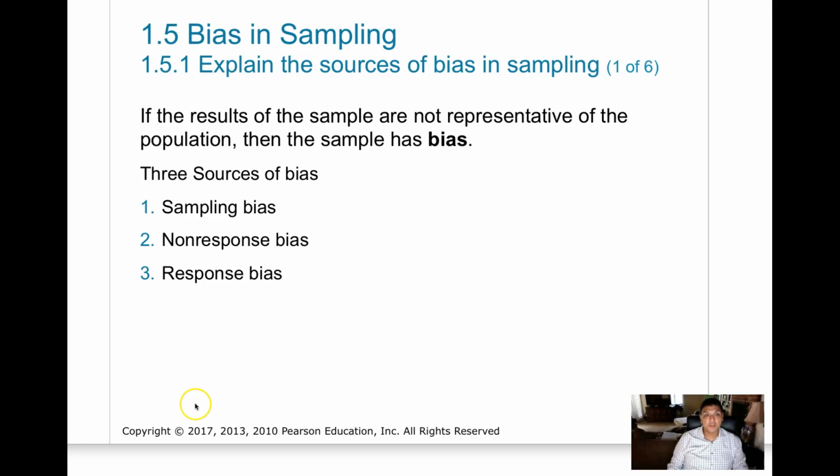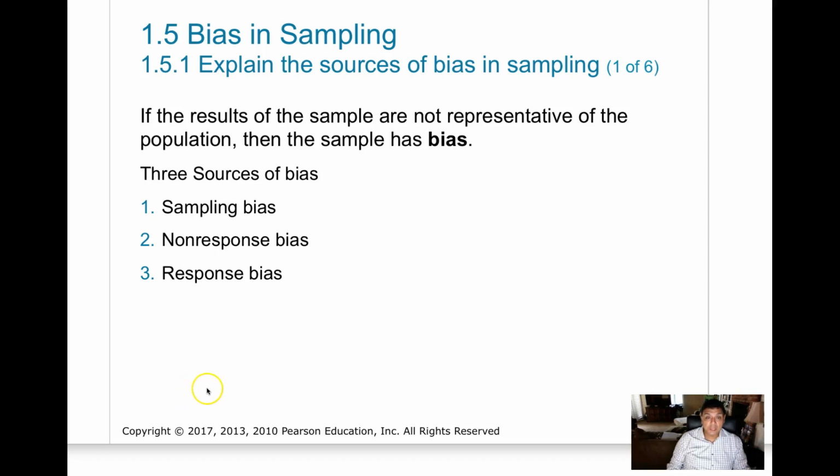This is a lecture for chapter 1.5, Bias and Sampling. So we've left off talking about sampling methods and ensuring that when we collect data, where we collect data from, the samples from the population, that the way we do it ensures that we have a representation of the population, so that the data can actually be used to make conclusions about the population from the sample.